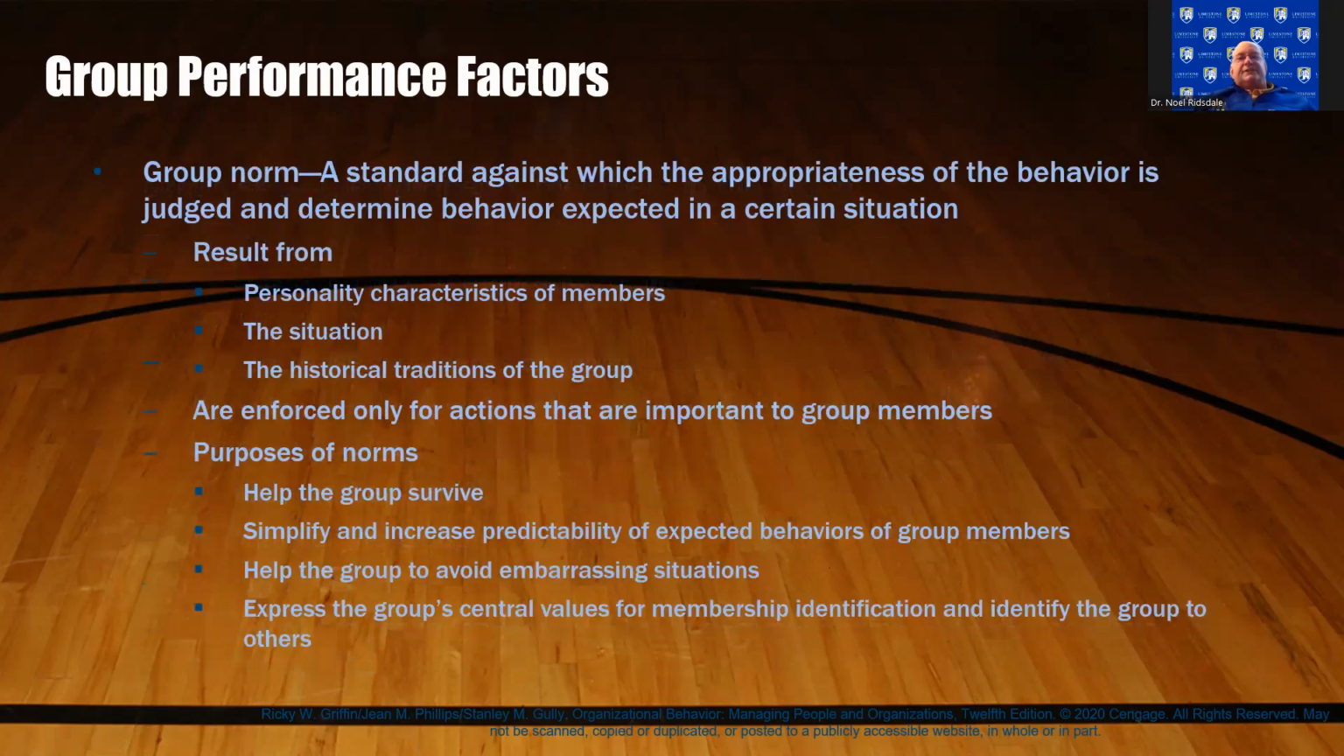You take a look at this: the group norm is the standard by which the appropriateness of behavior is judged. And the group will take on the personality of its members, and they'll be governed a lot by the situation. Norms are enforced for actions that are important to the group member. The purpose of the norms is basically just to help the group run. So you really want to have some group norms when you're dealing with a group.